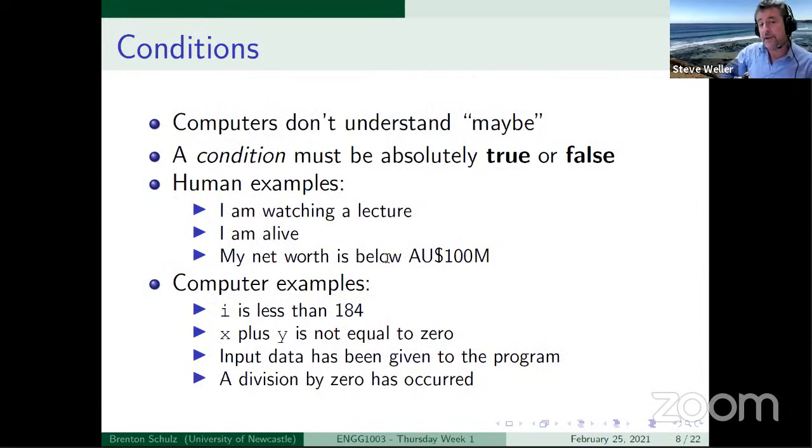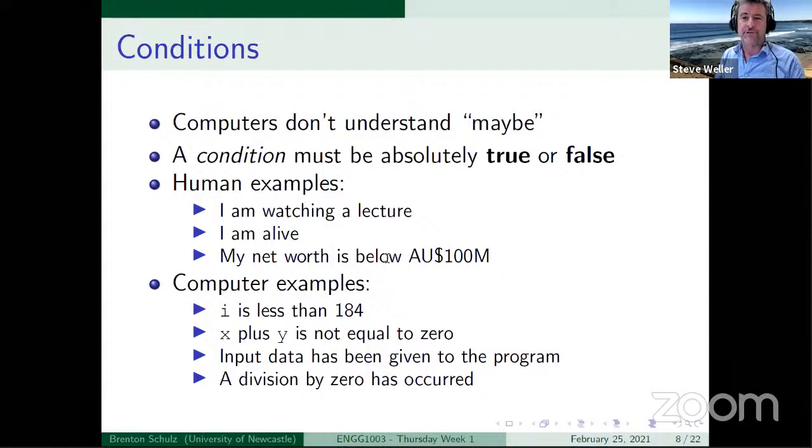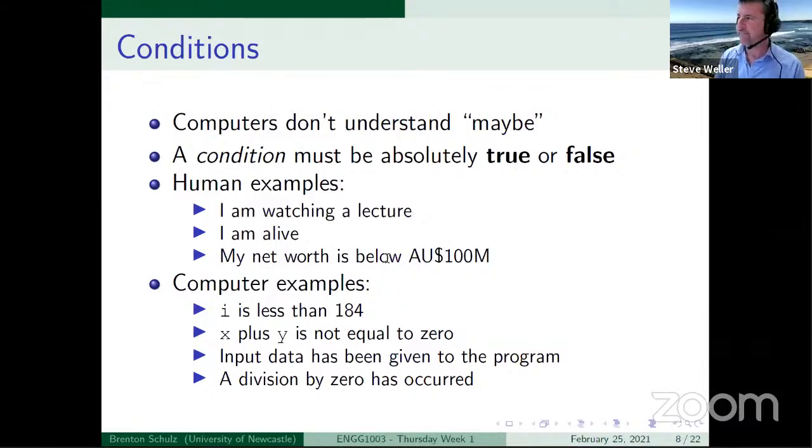So these conditions that we're going to test, computers don't understand maybes. They understand black and white. So a condition must be absolutely true or false. So a human example of a true or false condition is I'm watching a lecture. True for you, not true for me. I'm presenting the lecture, or I am alive, or my net worth is below $100 million. Can confirm.